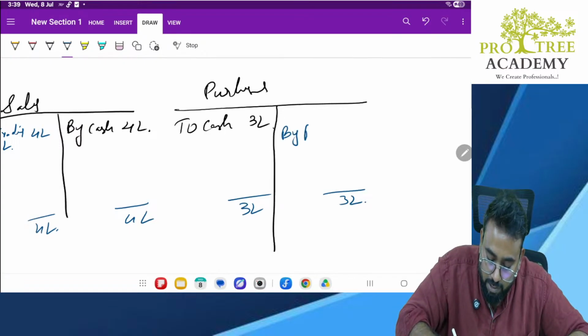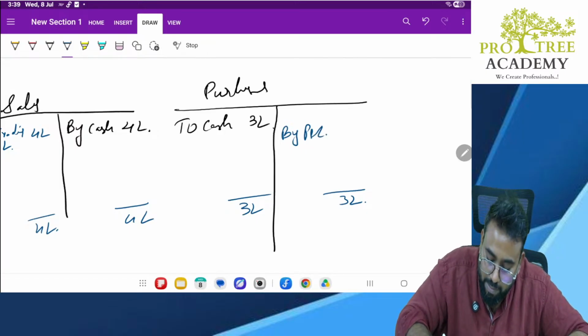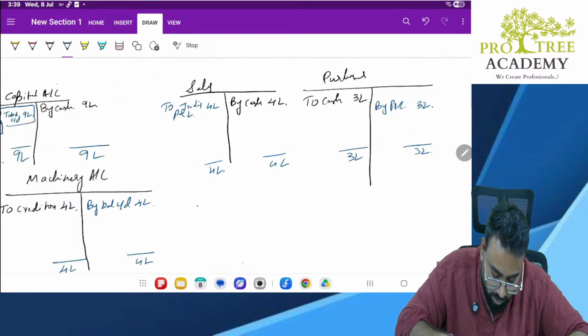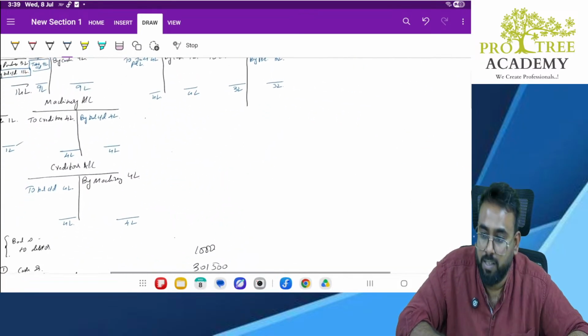By P&L should have a debit balance. Correct or no? Expense should have a debit balance. It is having. So the balancing figure will be transferred to P&L. Clear? All accounts closed? Yes? Correct or no?